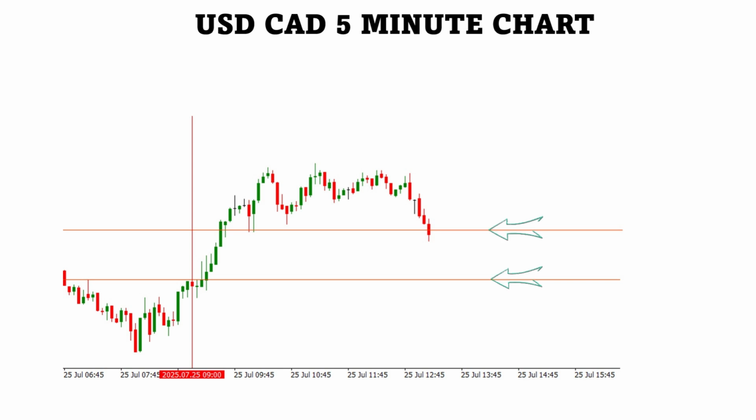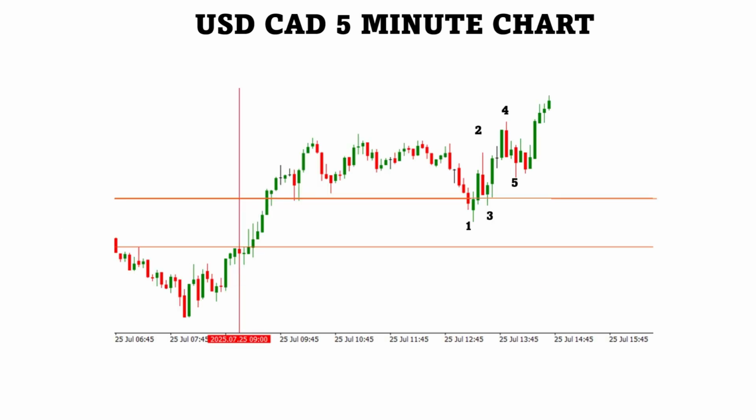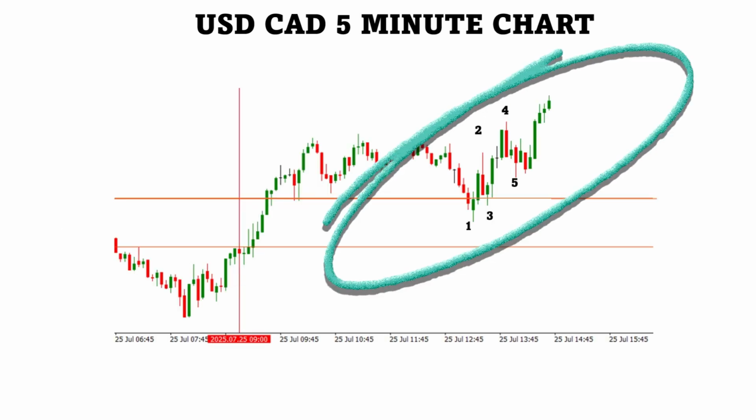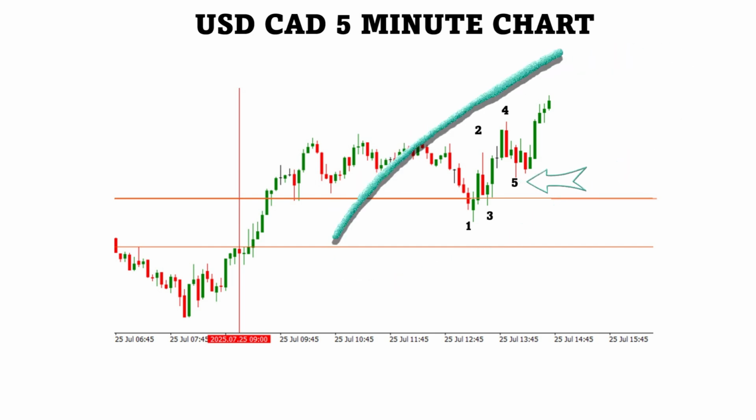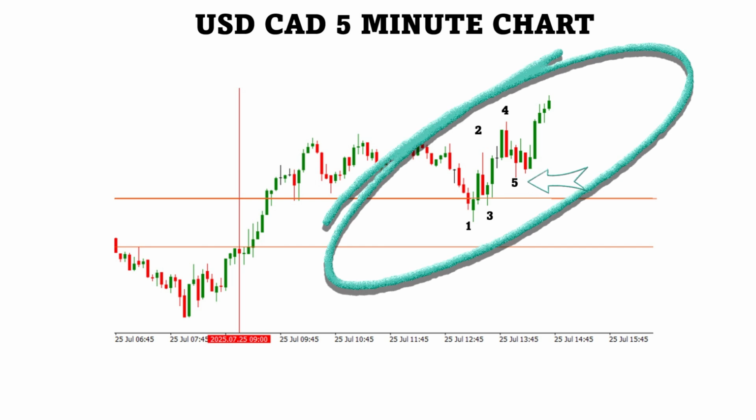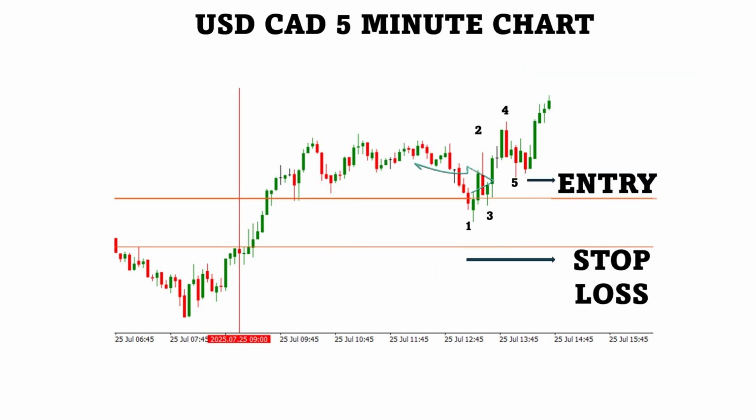Now you wait for the price to make your setup, which is your 1, 2, 3, 4, 5 setup. There you go. As the price moves out of the fair value gap zone, you can see it is creating your 1, 2, 3, 4, 5 setup. So you can enter once the price creates the point number 5 and starts moving up. So you enter at point number 5, put your stop loss below the fair value gap low point, and keep your target at 1:2, somewhere up here.